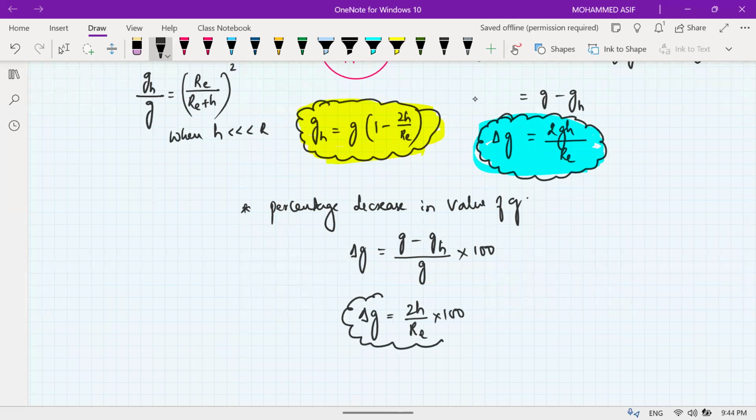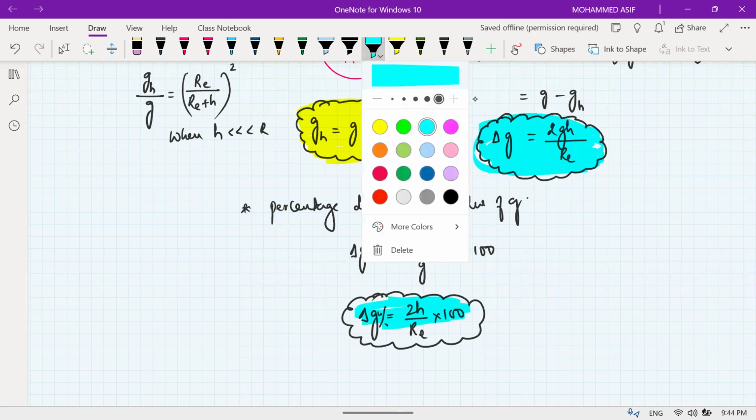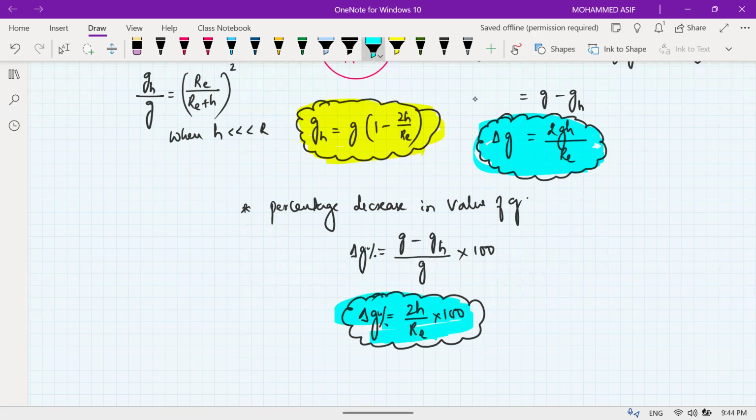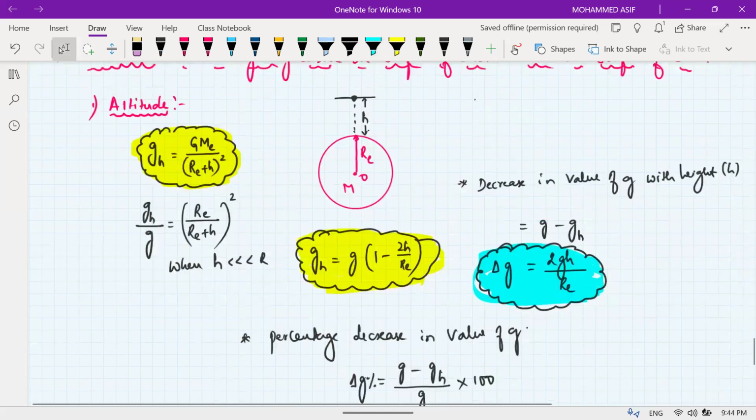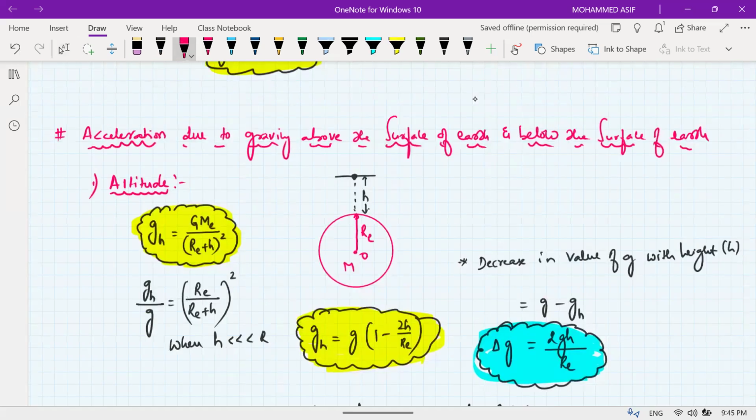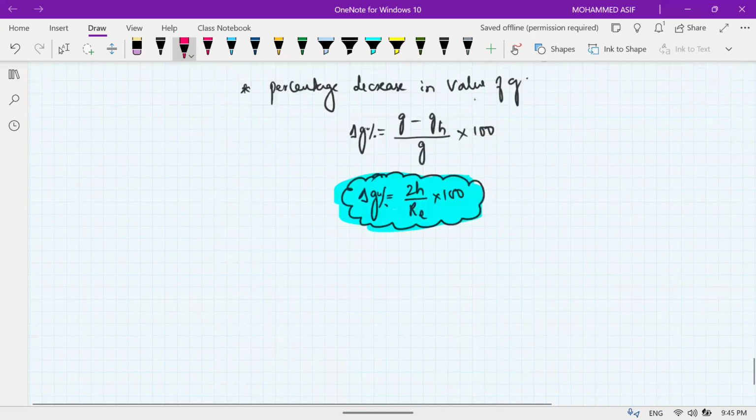So percentage decrease you can calculate by the formula 2h divided by radius of the earth multiplied by 100. That will give me the answer. Clear? So these are some of the standard formulas which should always be in your mind while doing problems related to the acceleration due to gravity with respect to altitude. Altitude means what? Height. Altitude is nothing but height. Clear?